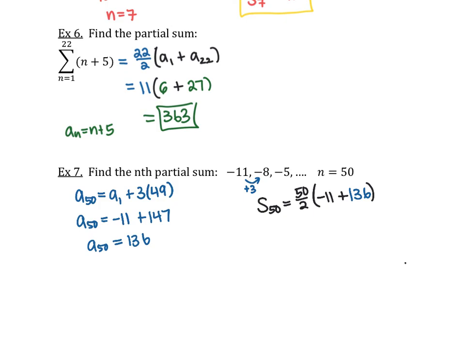Again, you could have figured out an and then plugged in the 50. That way is also completely fine with me. From here, put it in your calculator. And I get 3125. And again, if you really wanted to check it, you could add the sequence of all 50 terms in your calculator to double check your work.